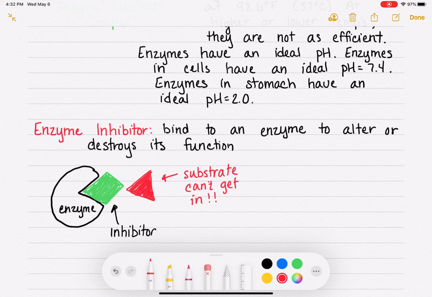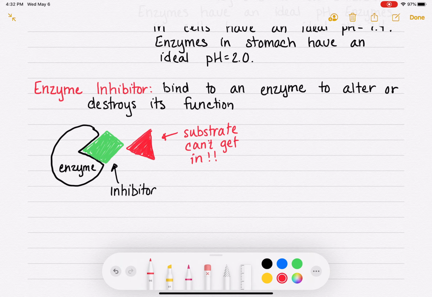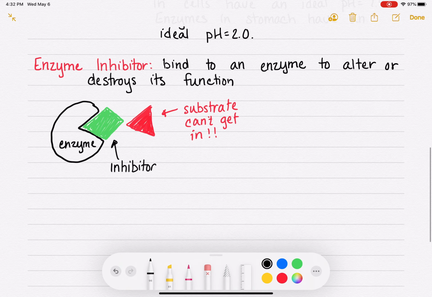And in order for this green thing to be a really effective inhibitor, not only does it need to fit into that enzyme, but it needs to get kind of stuck in there. Like it sits in that enzyme for a long time, not easily released. So it prevents those red triangles from being able to fit. That's one way that we can inhibit the enzymes.